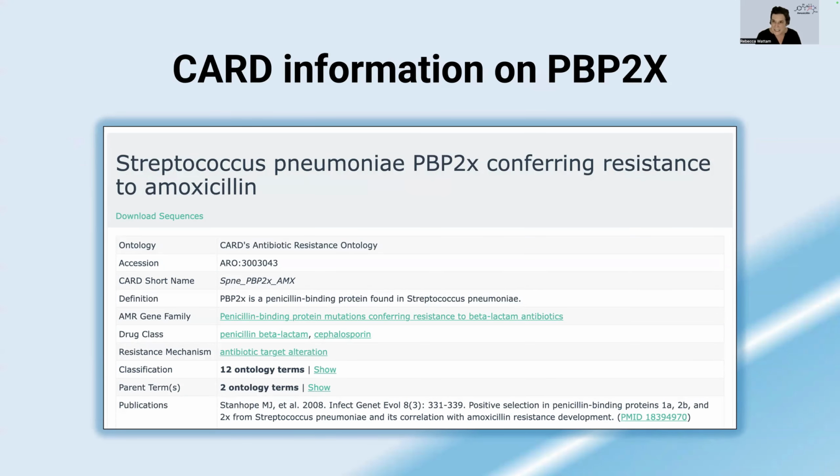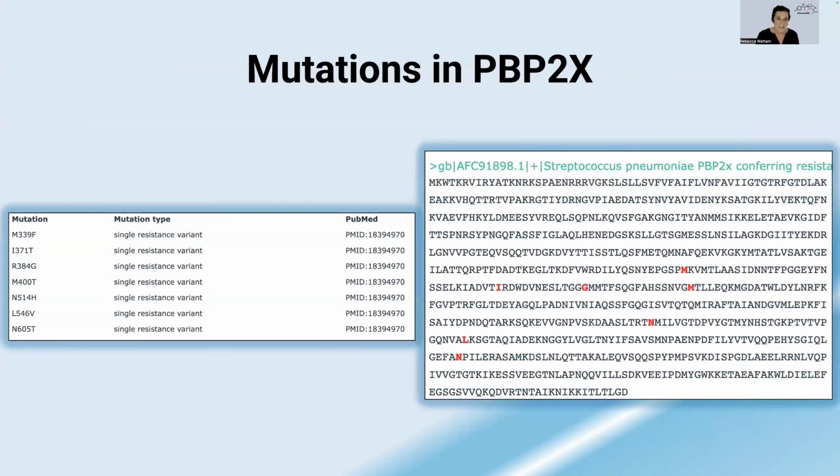It's really nice because it spells everything out in a nice, clear way. And they do have even a landing page for PBP2X and Streptococcus pneumoniae in resistance to amoxicillin. And look, they also include at the bottom that Stanhope publication. And they also give a list of the mutations, and they give you a sequence showing where those mutations are within it.